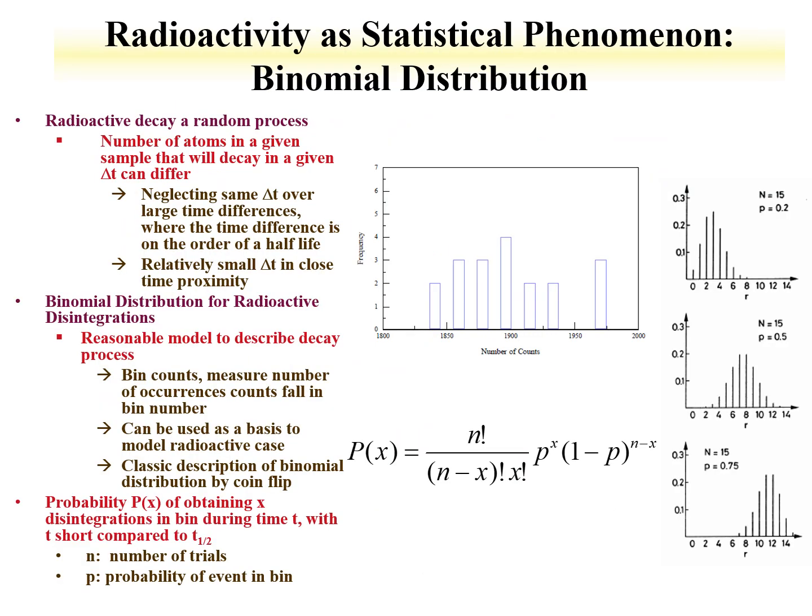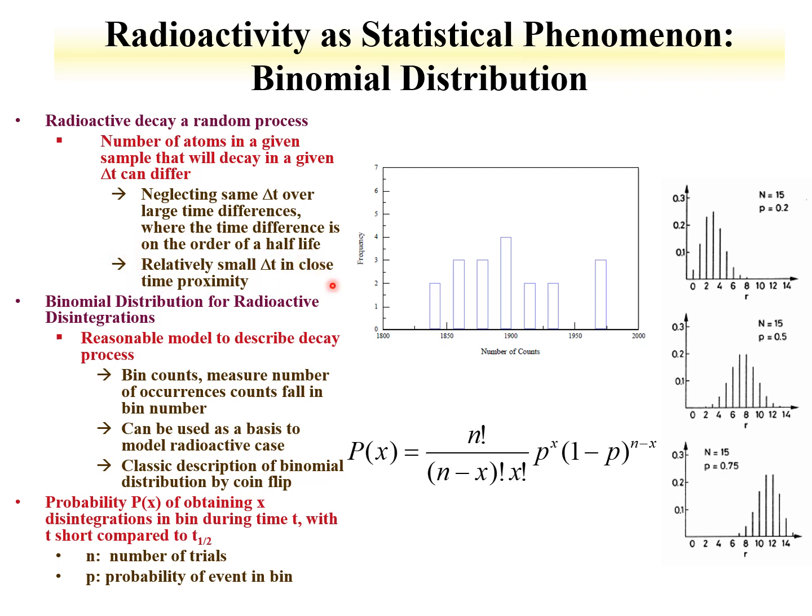As I stated earlier, the error in the counts can be found from the number of counts themselves. It's just the square root of the counts. We're going to go over in the next few slides how that's derived. So we've already discussed that radioactive decay is a random process. The number of atoms in a sample that will decay in a given time can differ because it's a random process. Neglecting the same delta t over large time differences, time differences on the order of the half-life, because if it's really long, the numbers are going to tend to even out. This is really true for, let's say, a smaller delta t that's very different than the half-life.